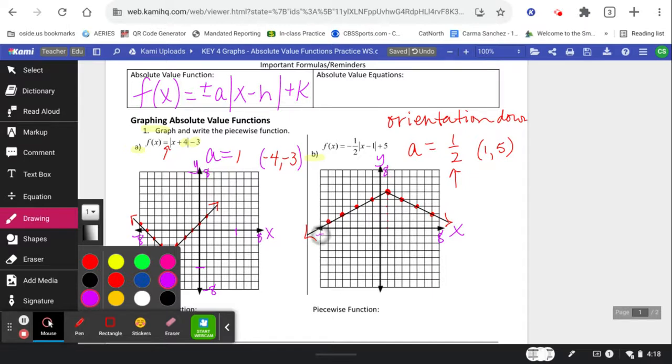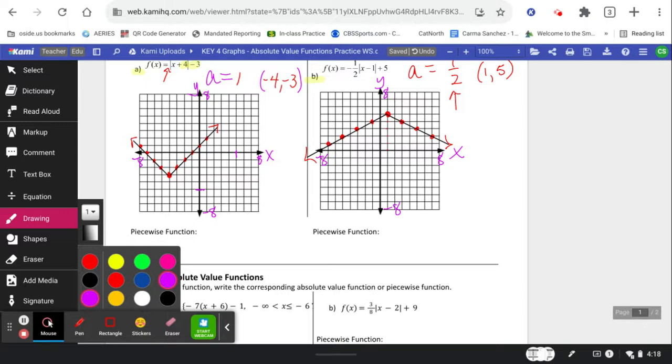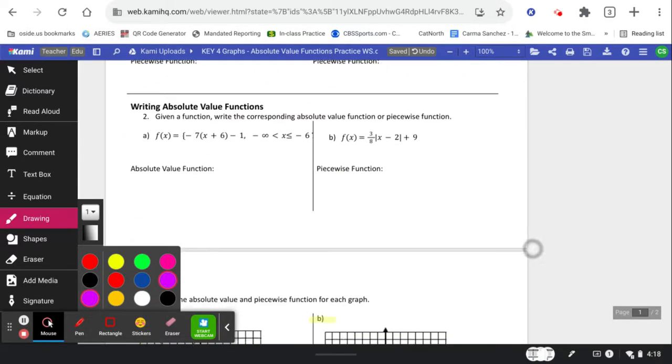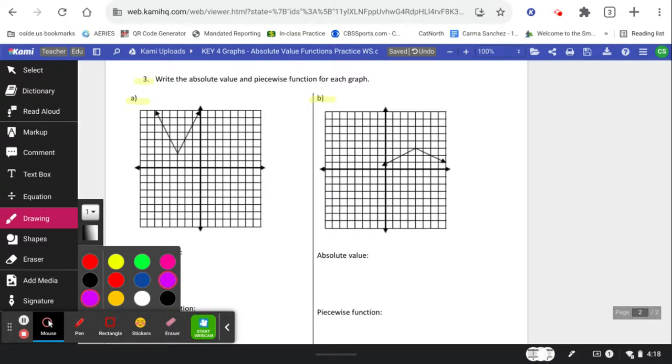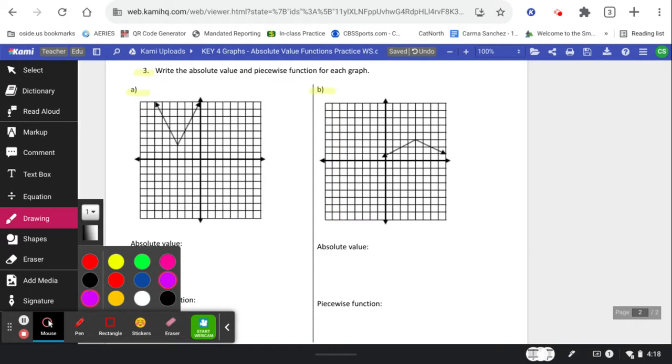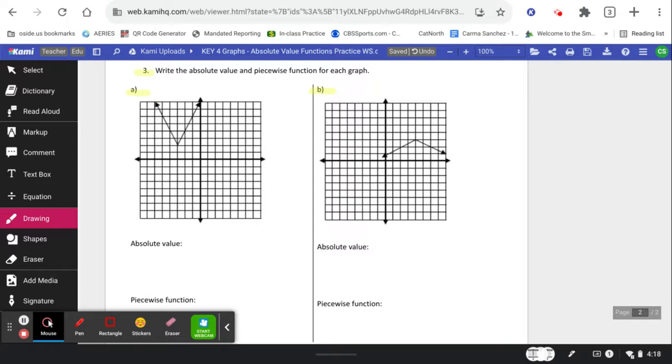So that was just a little taste of us graphing absolute value functions to start. We're going to work on this piecewise function thing and this bottom part later. Now let's go back to 3A and B, where I'm asking you to go in reverse this time, where I'm giving you the graphs and you're supposed to write the function. So what's the format of the function? It's plus or minus a, absolute value bar, x minus h, plus k.